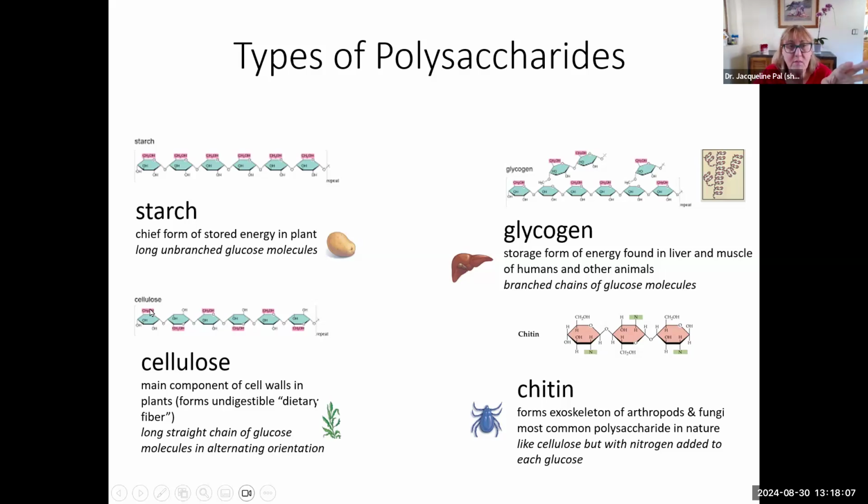It's very similar to cellulose in that it is alternating, but the glucose monomers, do you see how they're flipped? Every other one is flipped, but the big difference is that a hydroxyl group is replaced with a nitrogen group. So that is a biggie. So those are the four big types of polysaccharides.